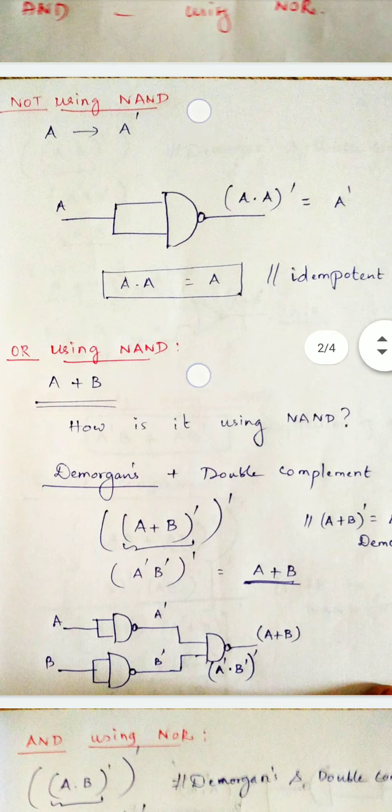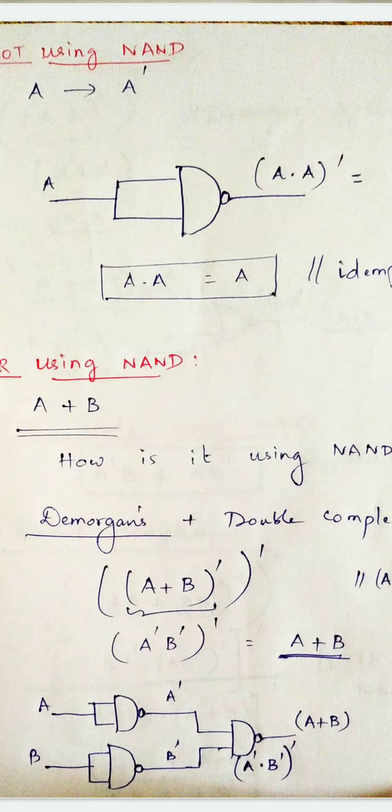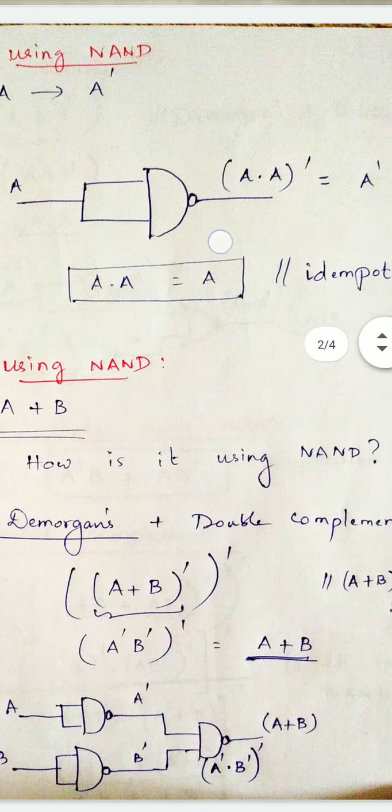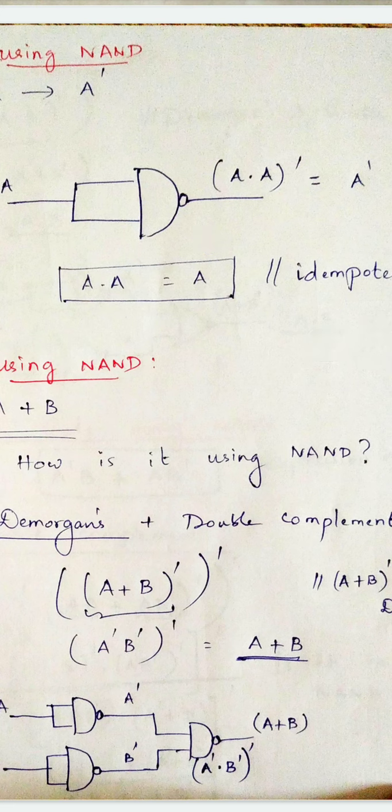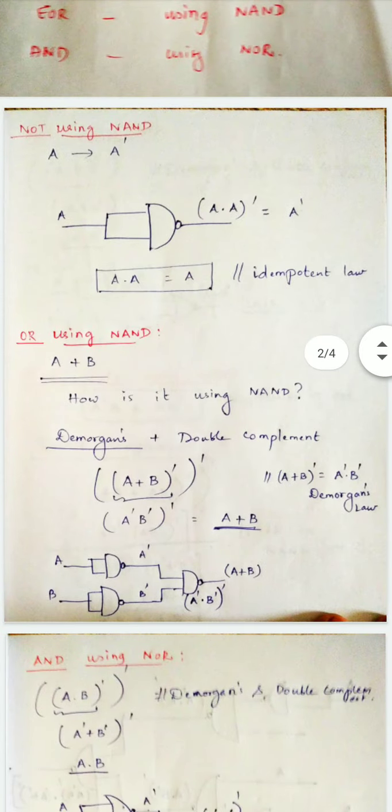Okay, now look into the diagram. A is a single input. The same value is passed on to these two input lines, because for NAND gate we need at least two inputs. So for both the input lines I am passing the A value. Now what will be the expression after you pass the value into NAND gate? You will get A into A the whole dash. Now this A into A the whole dash can be written as A dash, because we know that A into A is equal to A as per idempotent law. Now I hope you understand how the NOT gate is implemented using NAND gate.